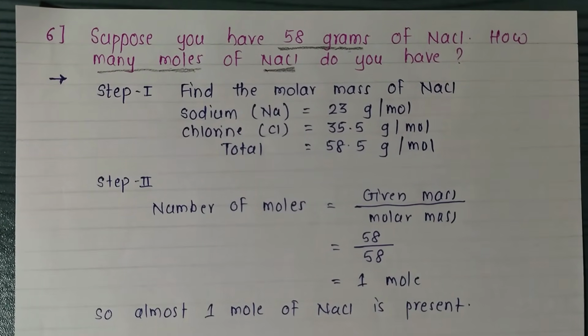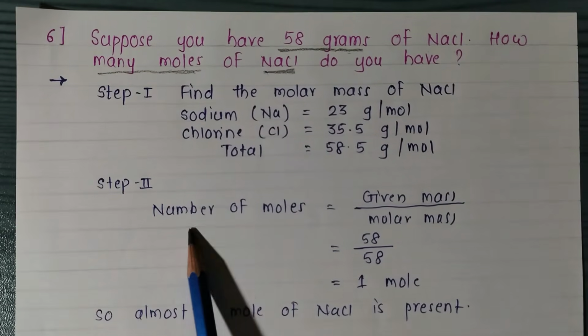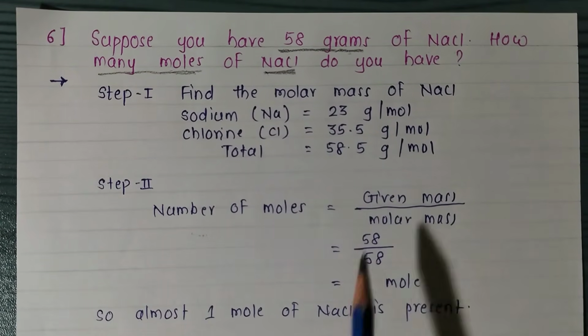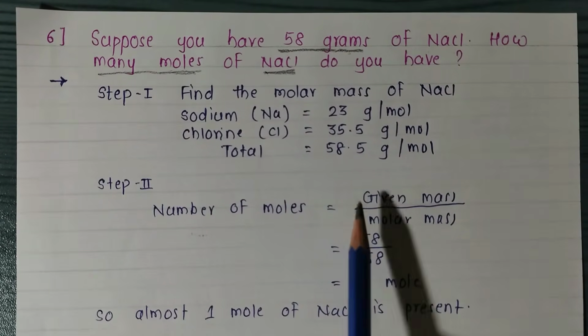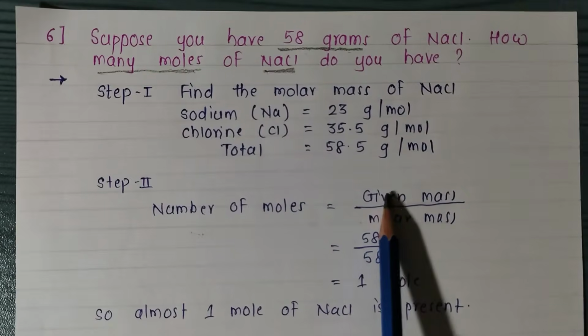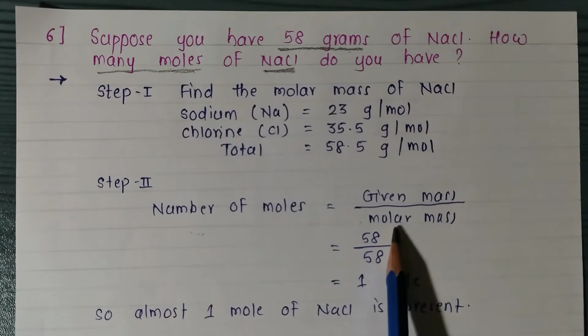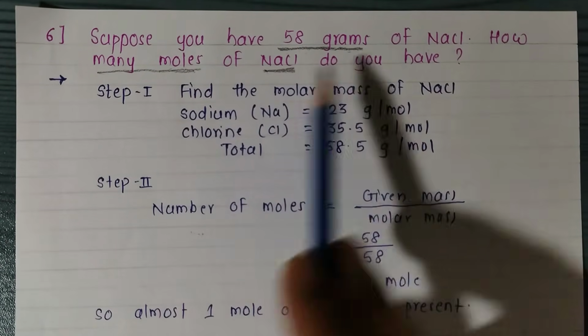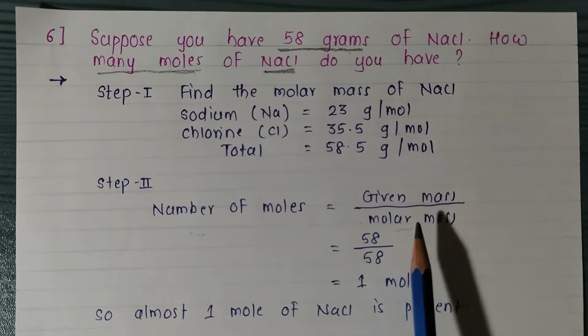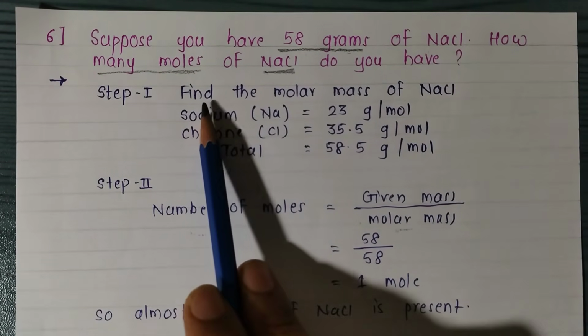To calculate the number of moles we have a formula. What is the formula? Given mass upon molar mass. This 58 is the given mass. What is the molar mass? Molar mass is not given, so we have to calculate the molar mass of NaCl. How do we calculate the molar mass of NaCl?